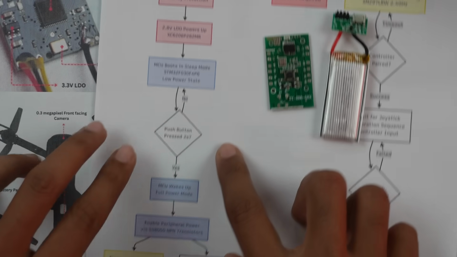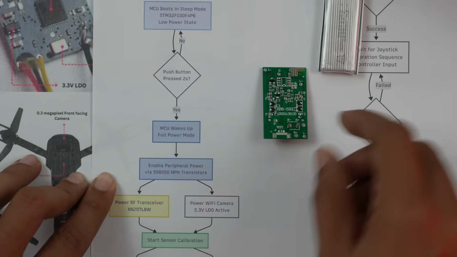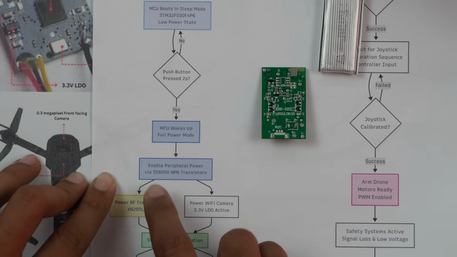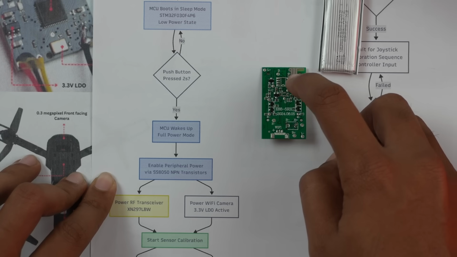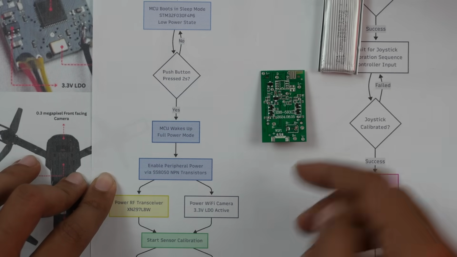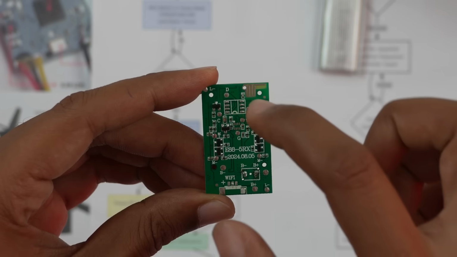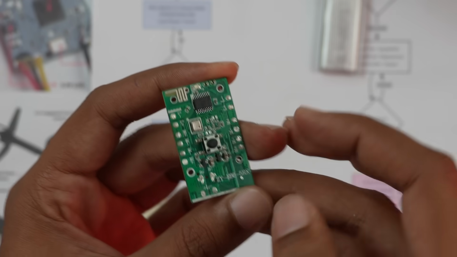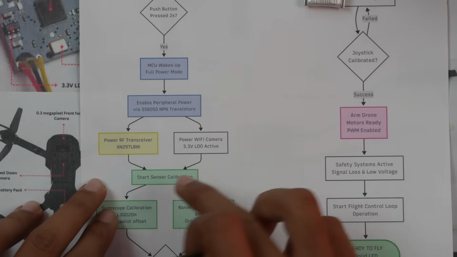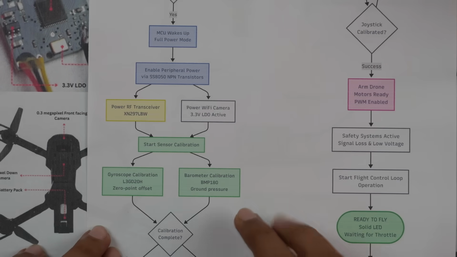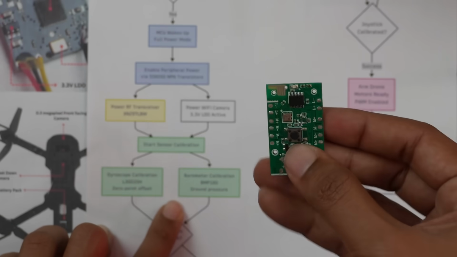Once we press this button, it's going to wake up the microcontroller, and it is going to use these two transistors on the back, which are the SS8058 transistors, to power up the RF circuitry and also to power up the camera module. Since we don't want the power to be wasted, the RF circuitry and camera module will be powered only when we press this button through the microcontroller. And then it starts sensor calibration, and it calibrates both the gyroscope sensor as well as the barometer sensor.